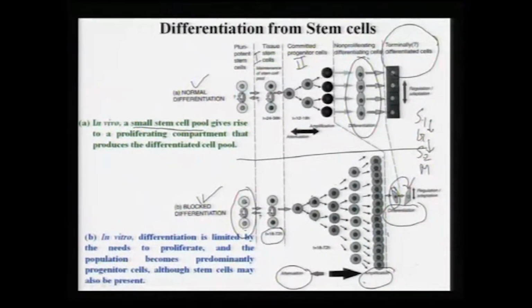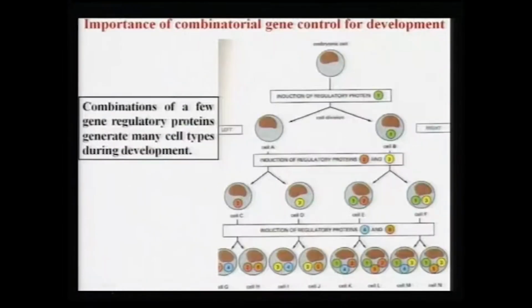Similarly, this commitment means now this progenitor cell must differentiate; it cannot go back to the earlier position. Okay. So, this takes place in an irreversible manner. This is that a combination of a few regulatory gene proteins, as you can see here, can actually induce differentiation and form a large number of cells.